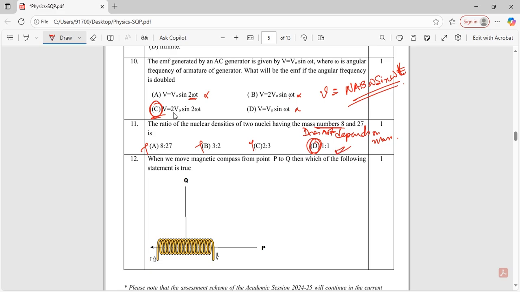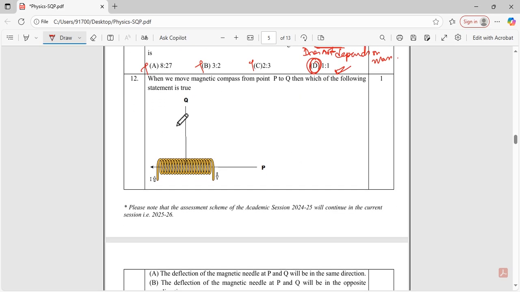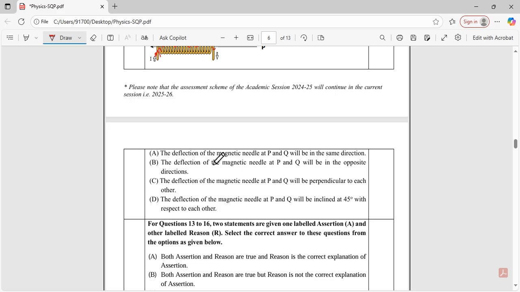Okay. Now question number 12. When we move a magnetic compass from P to Q, which of the following statements is true? The question says the compass needle moves from P to Q, not Q to P. There is a current direction, okay. Option A, deflection of the magnetic needle at P and Q will be in the same direction. Obviously not. They will not be in the same direction.